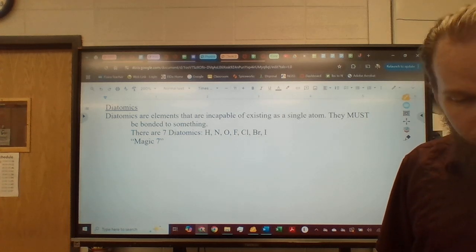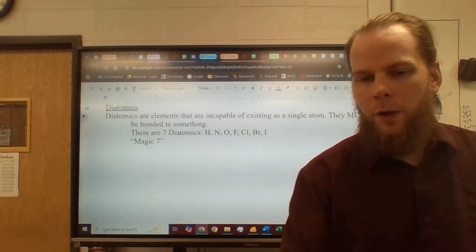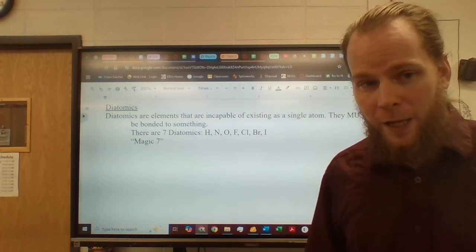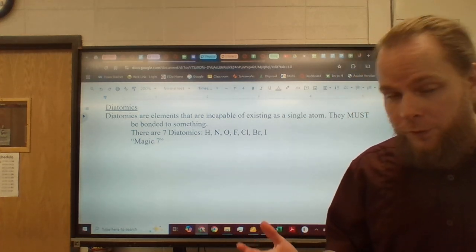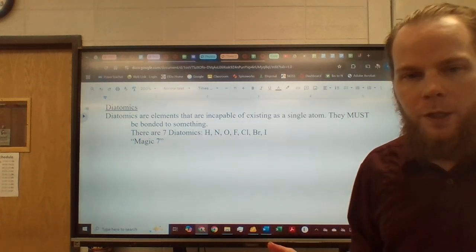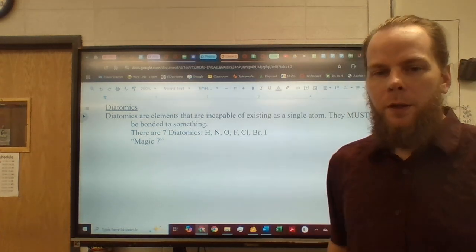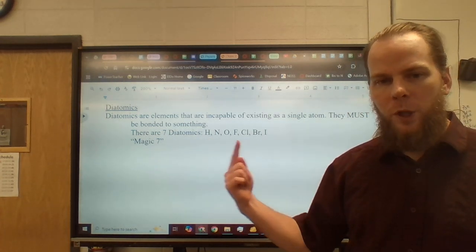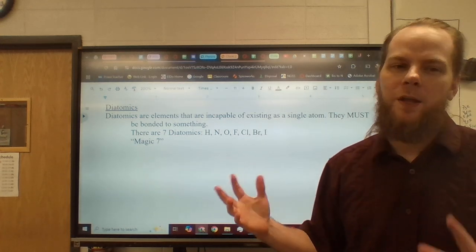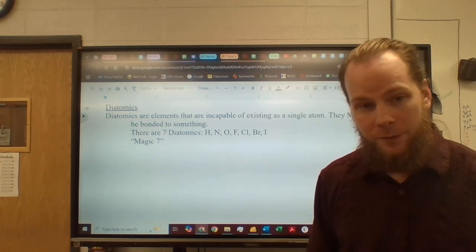Okay, so these diatomics are special elements. And one of the most special things about them is they are 90% of the molecules that are not compounds. It's because of these things. Okay, so these can't exist by themselves. So these will always have a subscript. I say they can't exist as individual atoms.